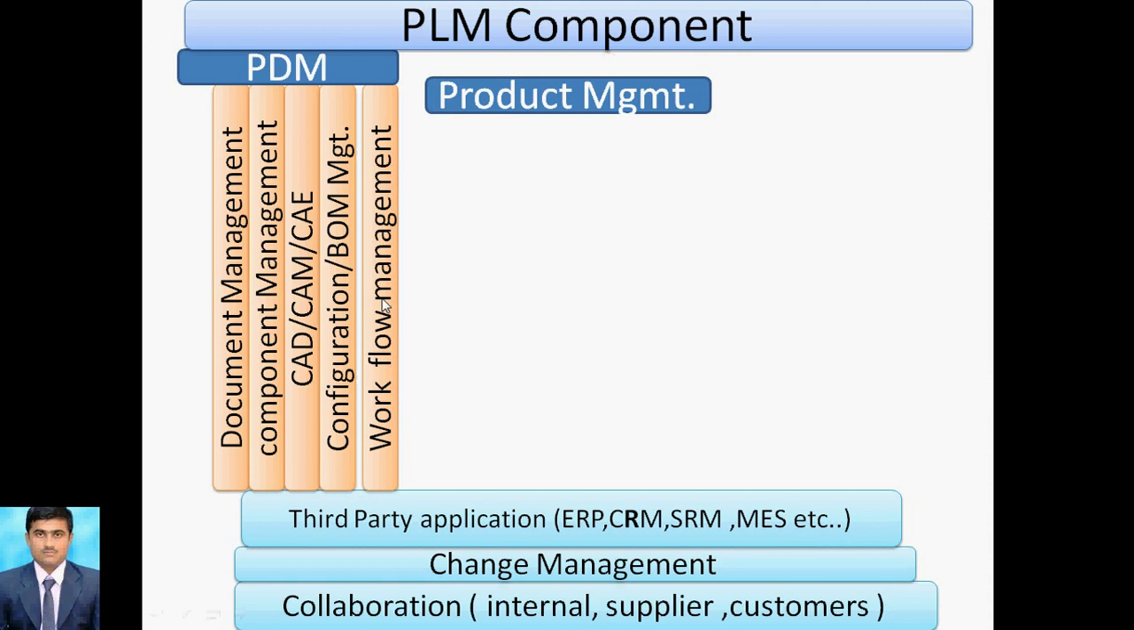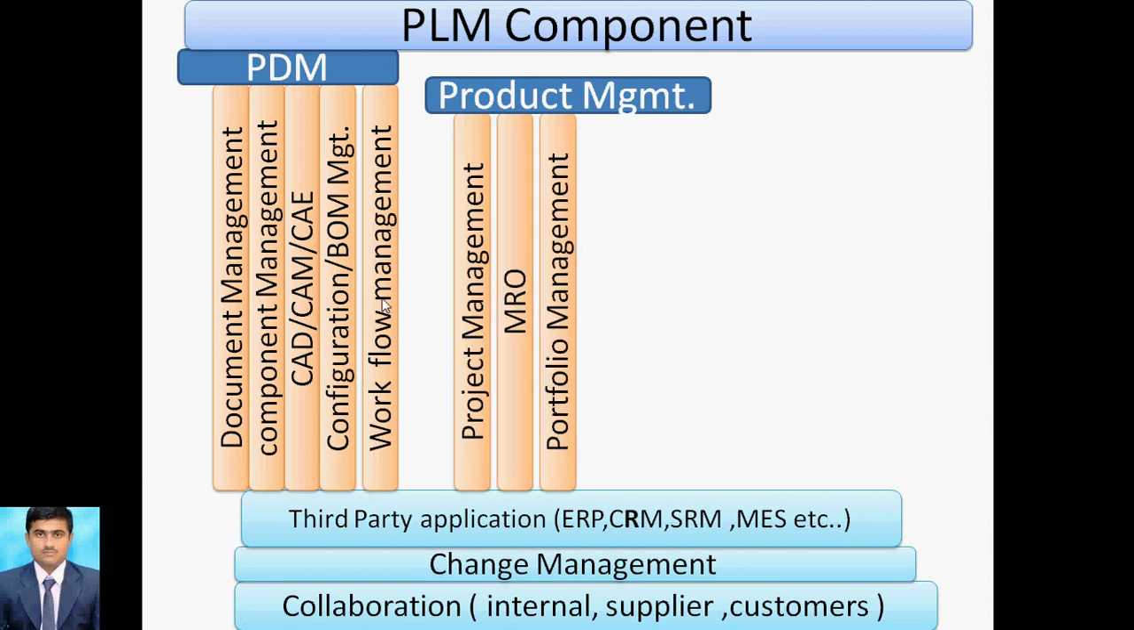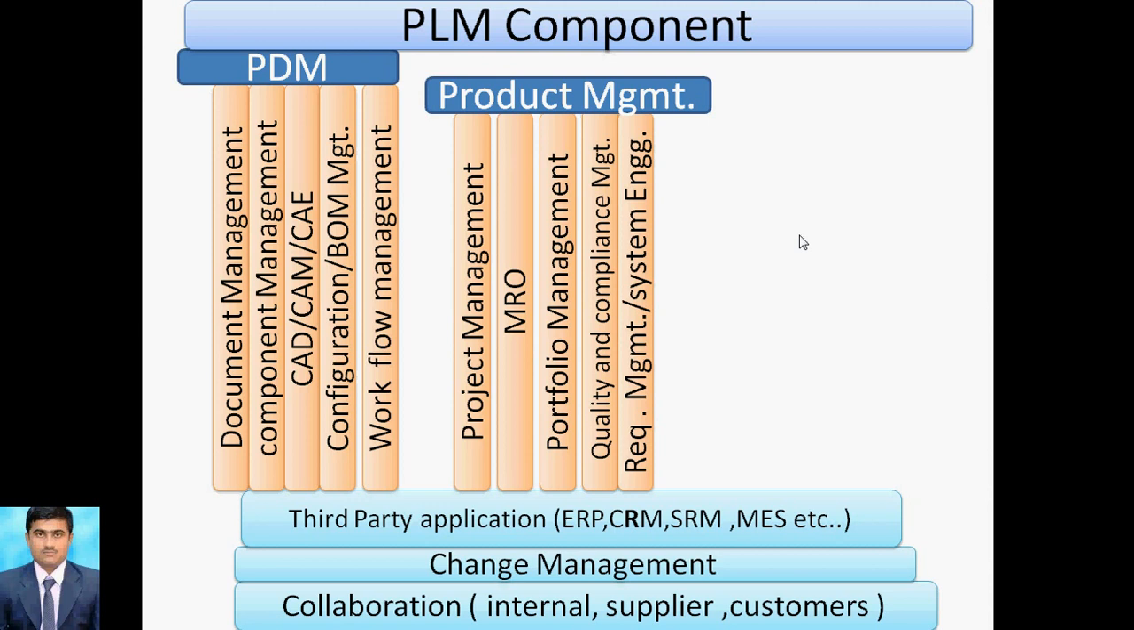The next phase is production management. Here project management is there, MRO is there, portfolio management is there. So this is about the product management. And last is quality and compliance management, which deals with the product quality. The next point is regarding the requirement system, or can say requirement management for the product.